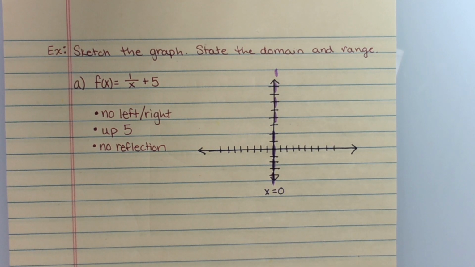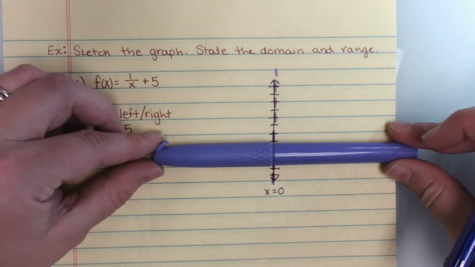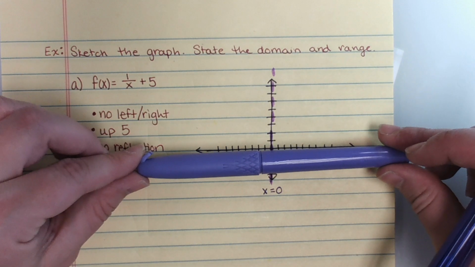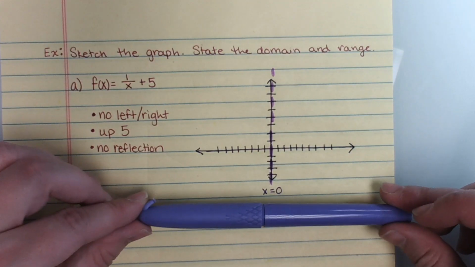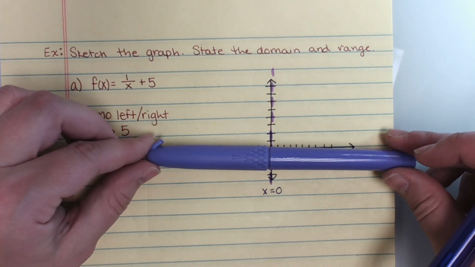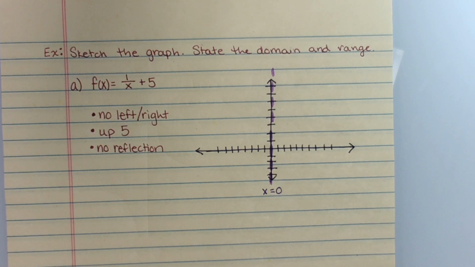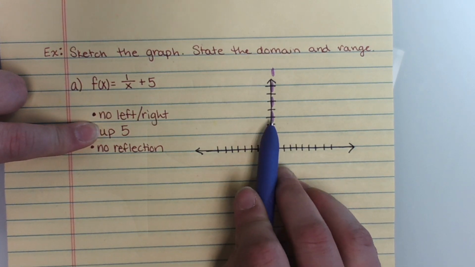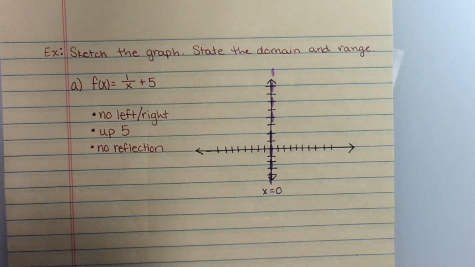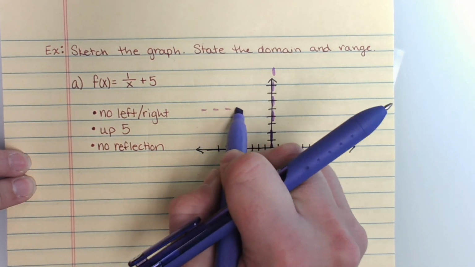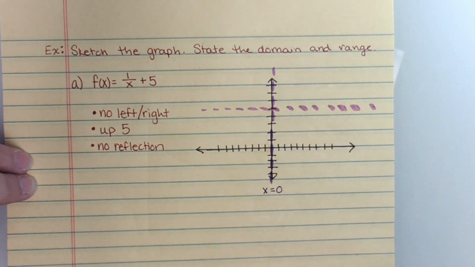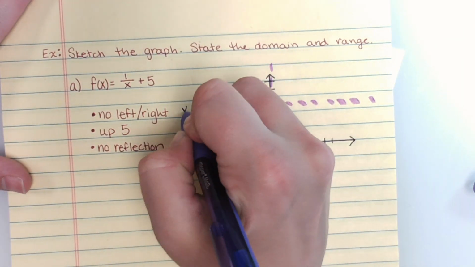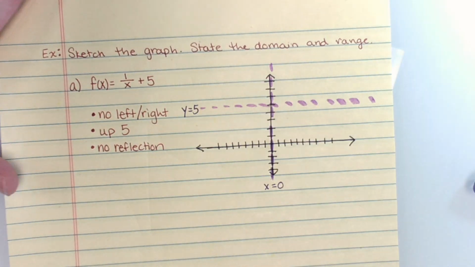Horizontal lines, similar in idea. But are you going to notice a horizontal line moving to the left or to the right? No. Are you going to notice it moving up or down? Are you going to notice it flipping over? No. So up and down is all I have to worry about. Up 5, typically it's at 0. 1, 2, 3, 4, 5. Y equals 5.